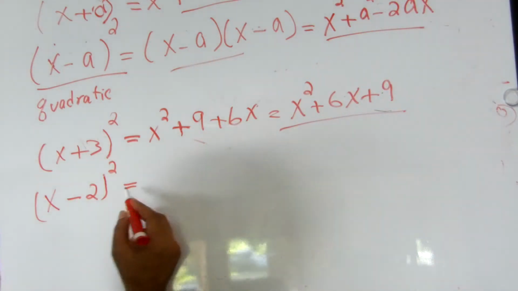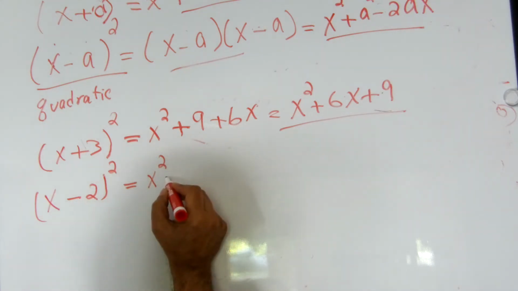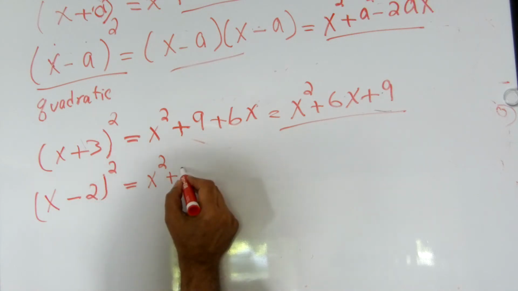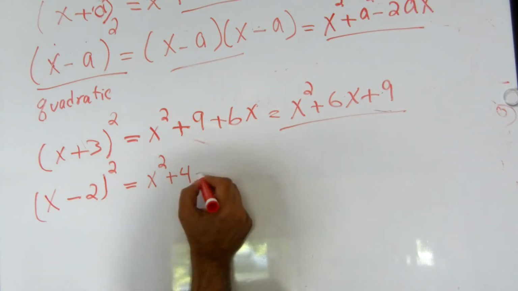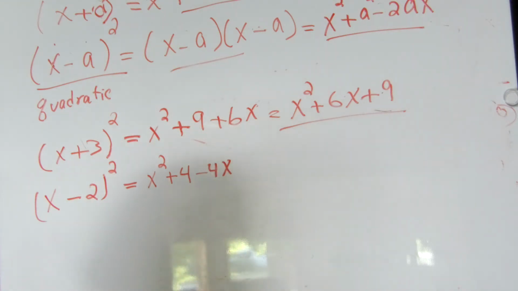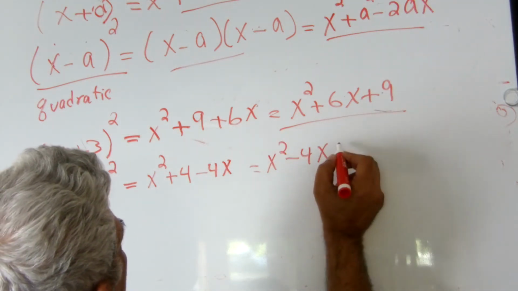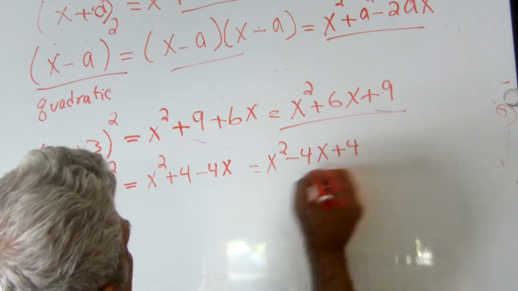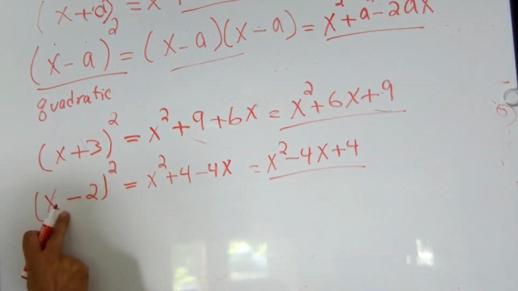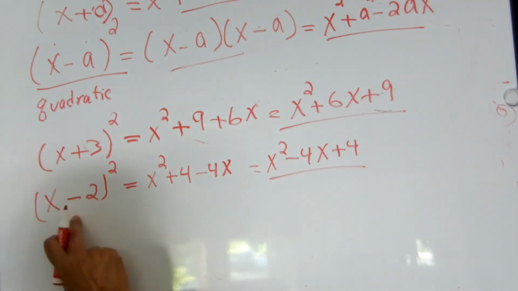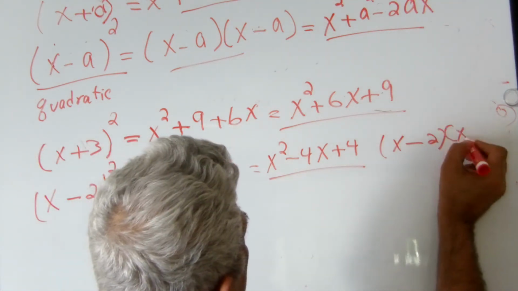So what we do here: x to the power of 2, plus 2 to the power of 2, which is 4, and 2 times this one gives minus 4x. This is the same if you write it by the order of the degree of x. So you have to learn to change from this form to that form, and from this form back to x minus 2 times x minus 2.